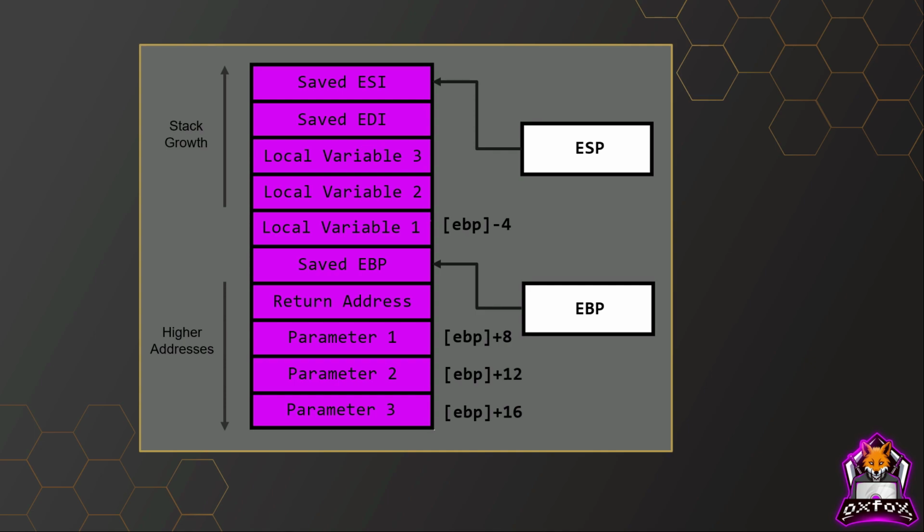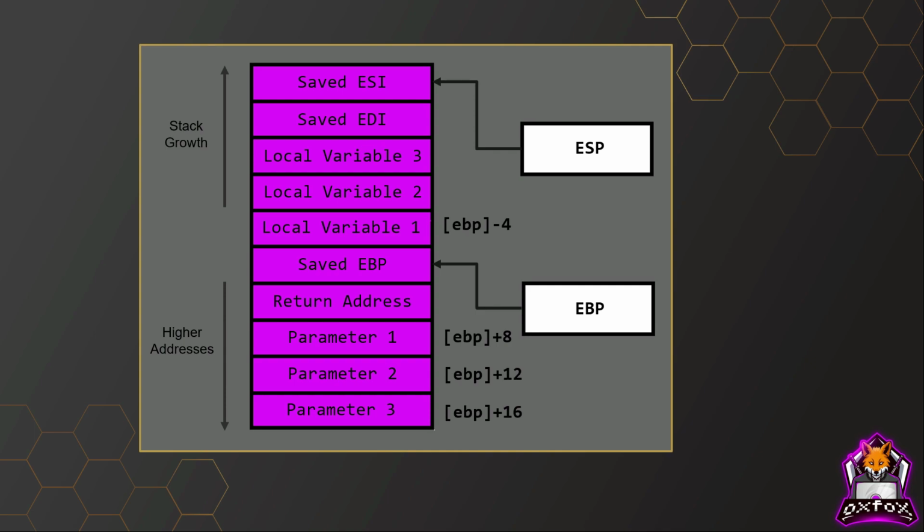Once EBP is saved to the stack, the function is then able to reference variables and parameters on the stack from this location. So parameters that have been passed to the function in this example are stored in EBP plus 8, EBP plus 12, and EBP plus 16. So when we see EBP plus 8, that is the distance on the stack from EBP.